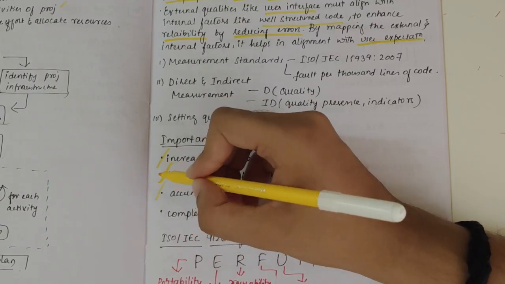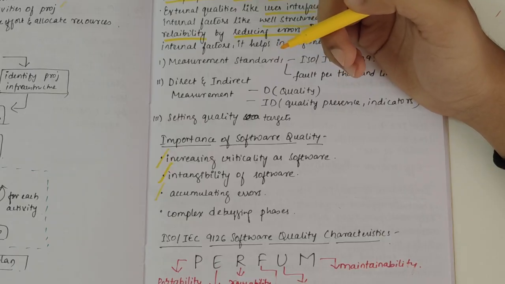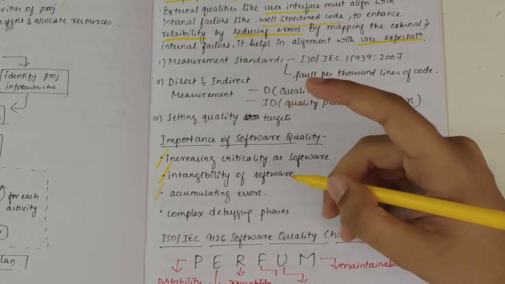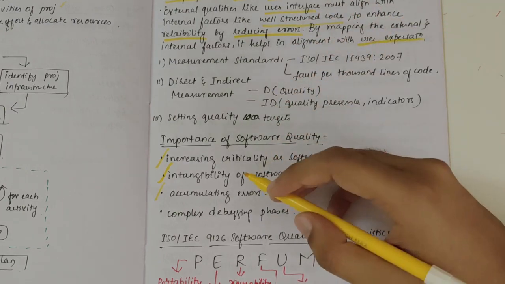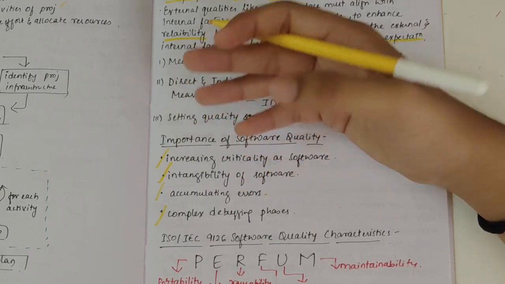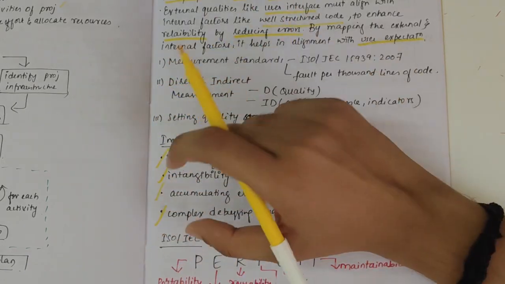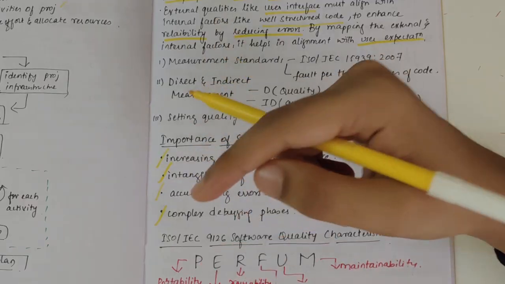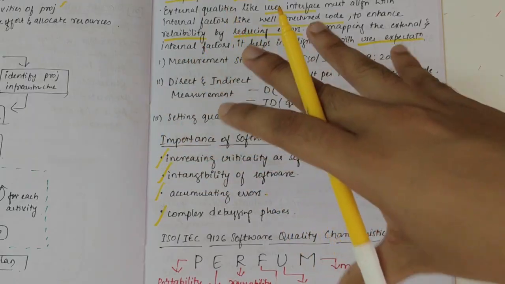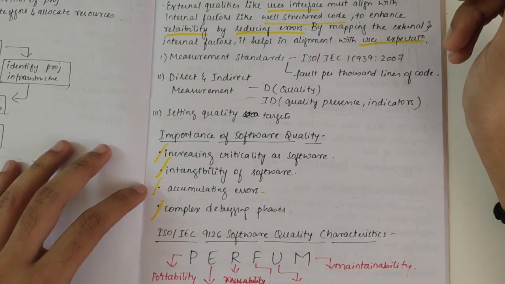Then we have accumulating errors. By performing software testing, like checking the software quality, we can accumulate all the errors. Once errors are accumulated, we can go through them and fix all the bugs present. Then we have complex debugging phases. We come across whatever errors have occurred, and then we perform debugging. Here we identify the problem, prioritize it, and then start solving it efficiently. Thus we can overall increase the success rate of our project. So these are the 4 importance of software quality points to remember.